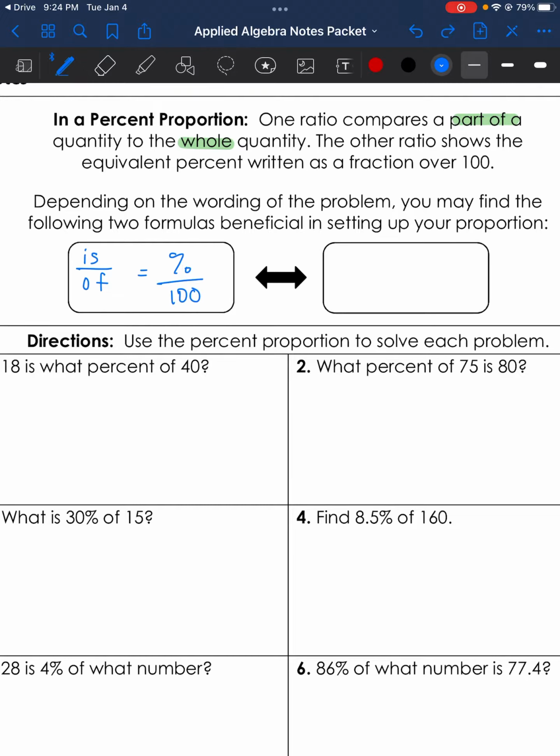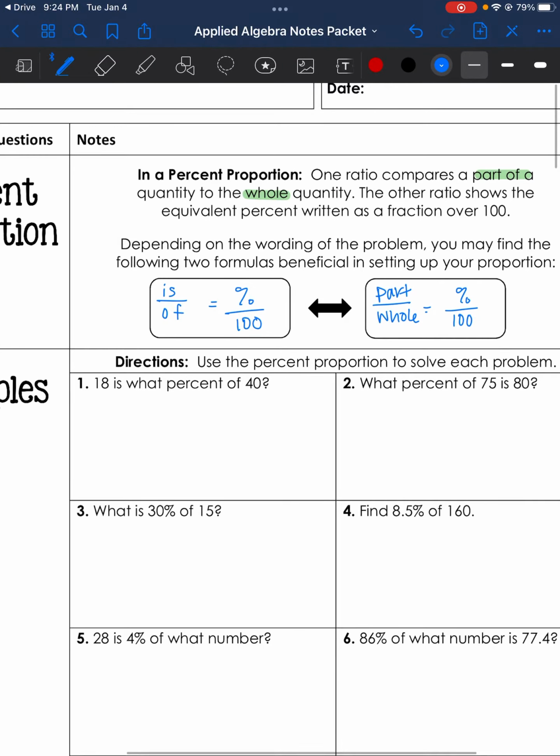And on this other one, we're going to say this is the part over the whole, and this is also equal to percent over 100. So basically for all these problems, we're going to set up the equation on the left and set it equal to the equation on the right. We need to figure out what our part is, what our whole is, and then the percentage. So, 18 is what percent of 40? 18 here is the part, 40 is the whole.